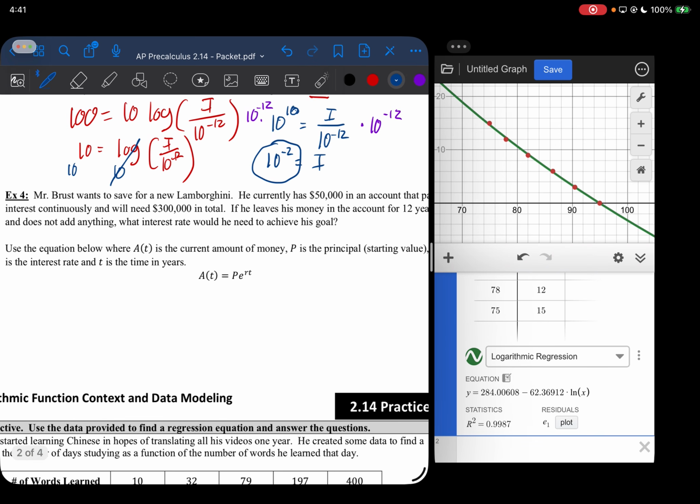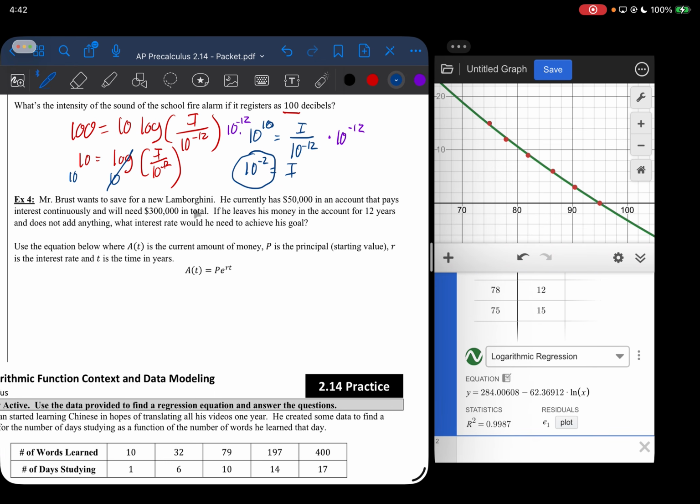Now in example 4, Mr. Bruss wants to save for a new Lamborghini. He currently has $50,000 in an account that pays interest continuously, and he will need $300,000 in total. If he leaves his money in an account for 12 years and does not add anything, what interest rate would he need to achieve his goal?